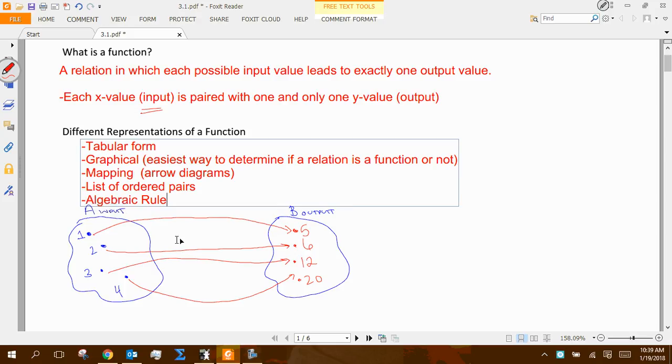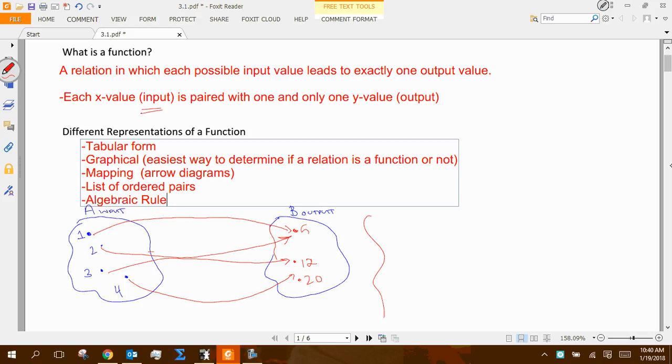Now, we could actually have something like this where instead of that 2 getting paired with the 6, let's say the 6 wasn't in there, that 2 could be paired with a 5 as well. Because each input has exactly one and only one y value. Well, 2 has only one y value, it has a 5. Even though 1 has a 5 as well, 1 has only one output. So these are functions. You can have multiple inputs pointing to the same output.